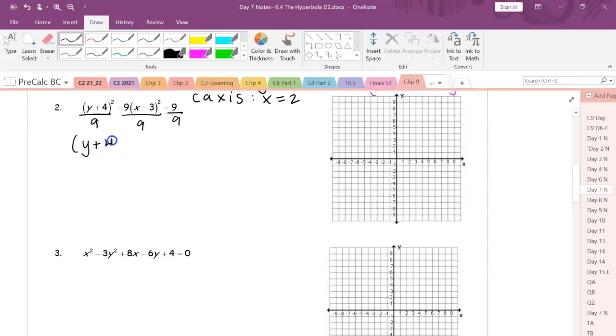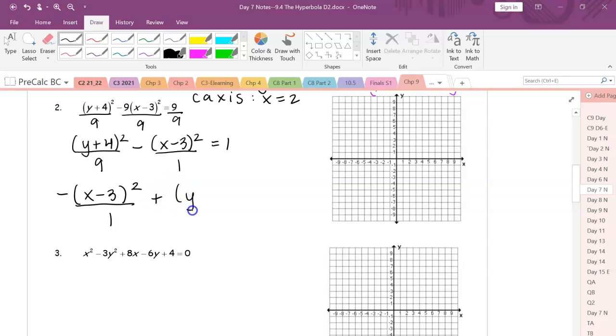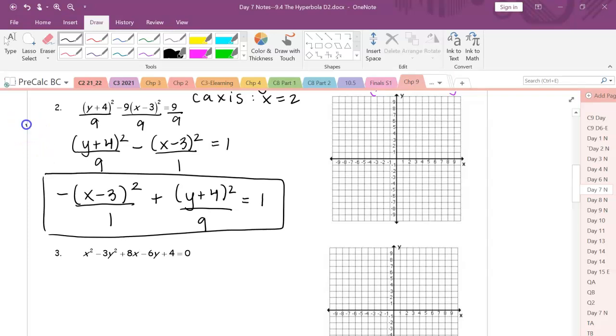y plus 4 squared over 9 minus x minus 3 squared over 1 equals 1. All right, now you can leave it like this if you'd like, but like I've said in the past, I think people mess up their center, so I'm going to rewrite this so that the x comes first, and I want you to notice that now the negative is with the x. And that means that the plus is with the y. And since the plus is with the y, what that means is that this is going to be an up and down hyperbola.